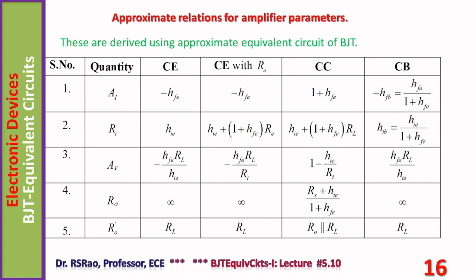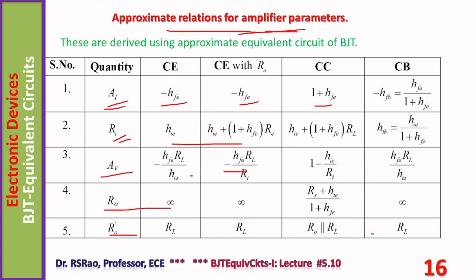Here are shown expressions for gains and impedances when approximate relations are used for analyzing BJT amplifiers. Current gain: for CE it is minus HFE. For CE with RE it is minus HFE. For CC it is 1 plus HFE. For CB it is minus HFB, which is equal to HFE by 1 plus HFE. Similarly, input resistance expressions are given. Voltage gain expressions are given. Output resistance with load is also given here.